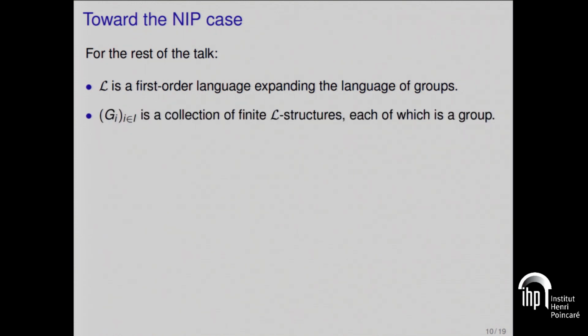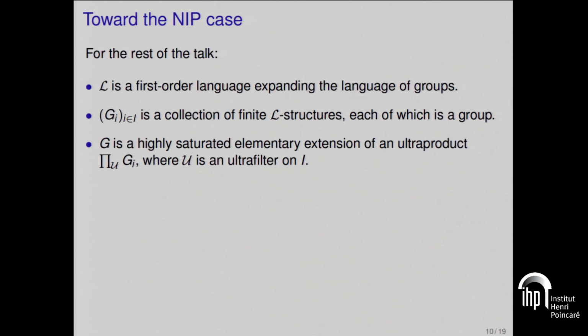And then I'm going to have a collection of finite L-structures, each of which interprets the group structure as a group and then has this extra stuff on it. For simplicity, you can think each one is just given a distinguished subset, if you like. And then I'm going to take G to be a highly saturated elementary extension of an ultraproduct of these structures. So I'm going to take an ultraproduct of the finite structures, and then go to a monster model, to use terminology a lot of us are familiar with, and work there. It's a very saturated elementary extension, but you can think of it just like the ultraproduct for most purposes.